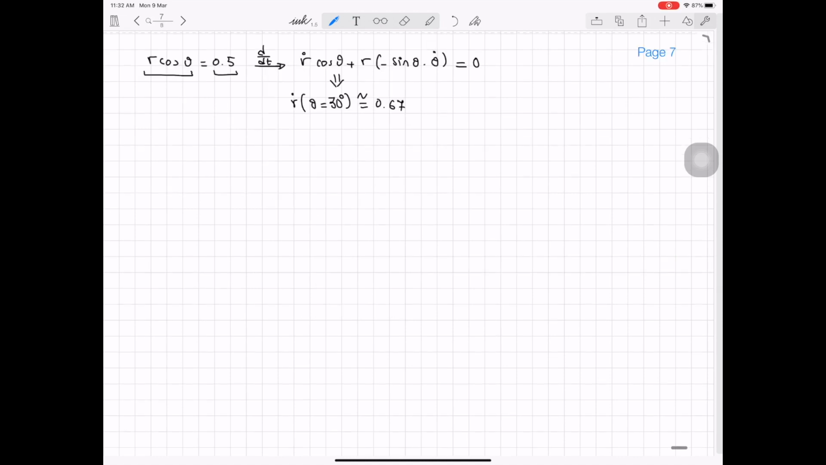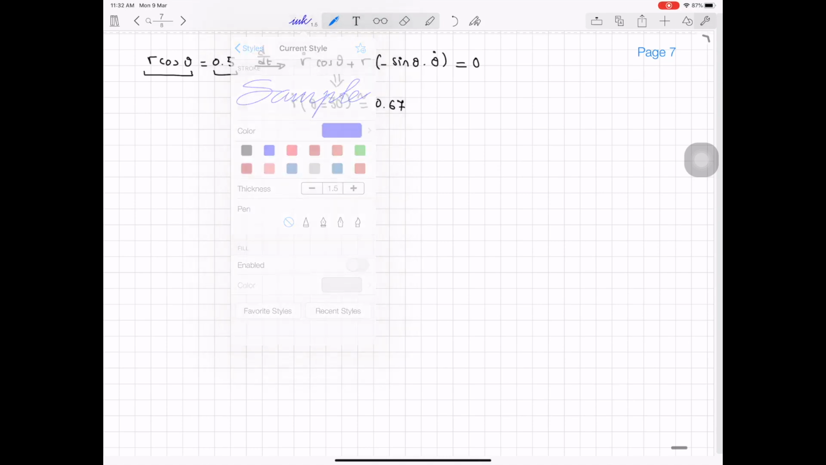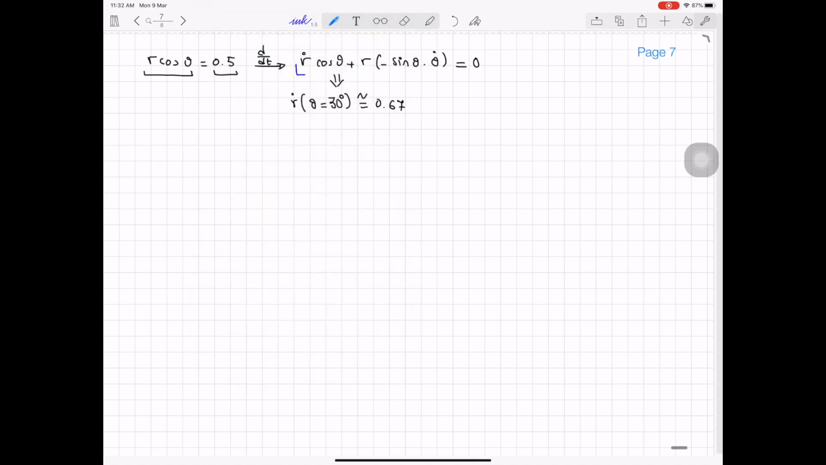Then we can also calculate the second derivative of R with respect to time. So what we do, we take this equation again and differentiate it with respect to time. So what will we get? Let's simplify it first.